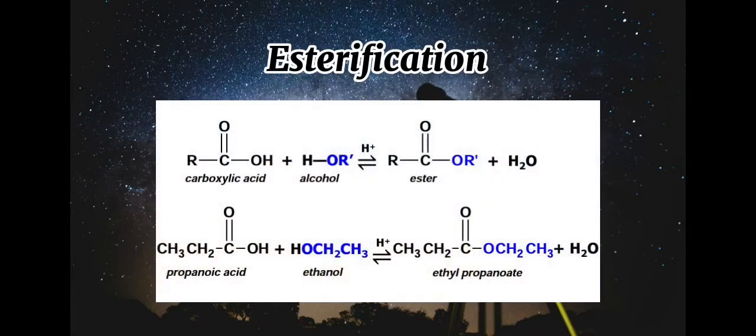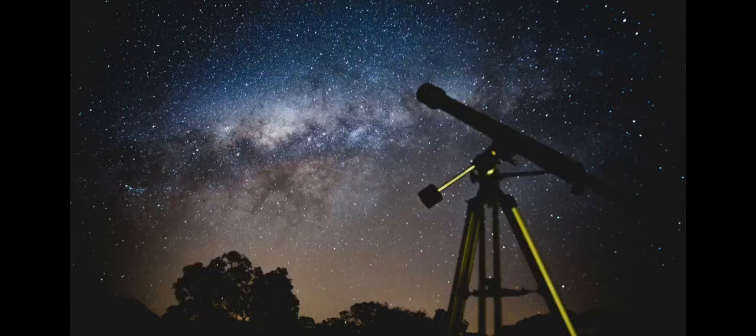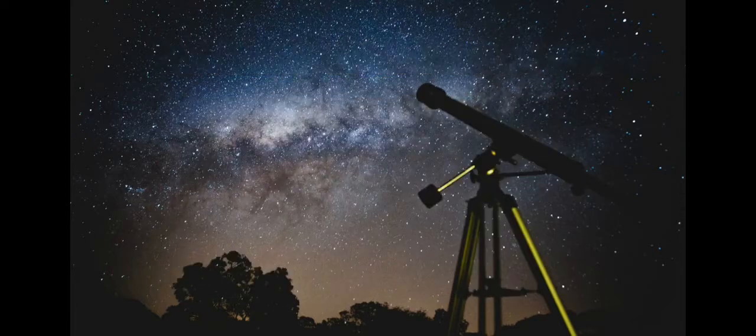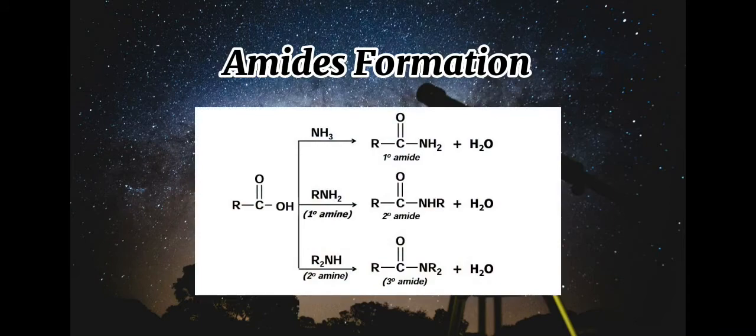Esterification. Carboxylic acid reacts with alcohols in the presence of a mineral acid catalyst to produce ester. Acid anhydride formation. Acid anhydrides can be prepared from carboxylic acid by the elimination of water through heating. Amide formation. This is a reaction of carboxylic acid with ammonia or amine to produce amide.